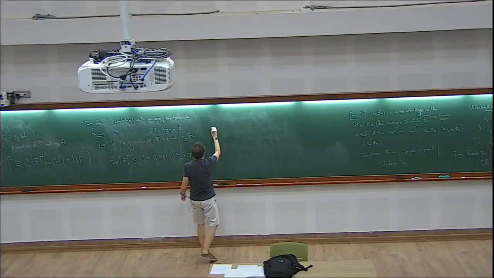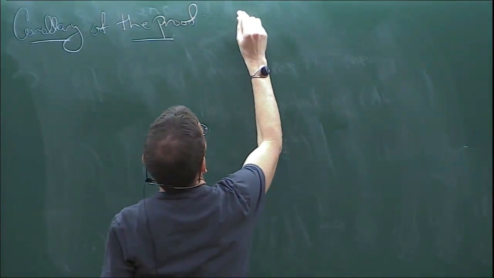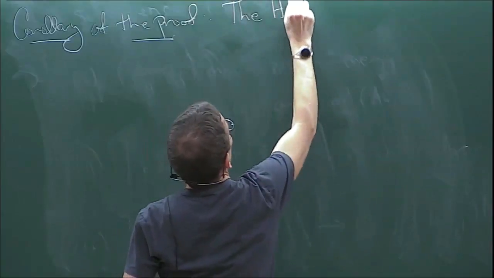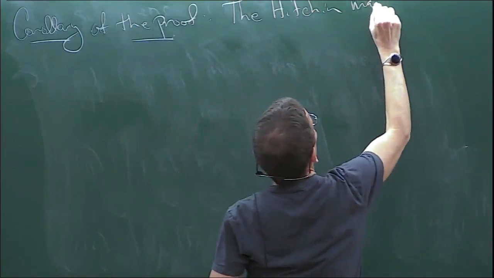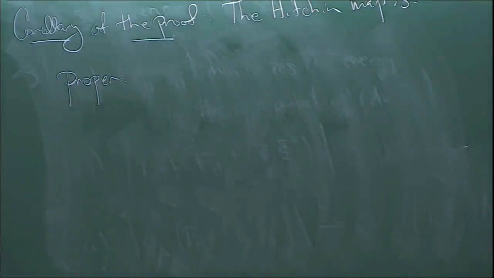Okay, so as a corollary, not corollary of the proof, rather, of this particular proof, we get that the Hitchin map is proper. There, the full power of Uhlenbeck's theorem is not really needed, well, you still need it in some sense, but you can show that this set Z is actually empty in that case. But what do I mean by the Hitchin map?